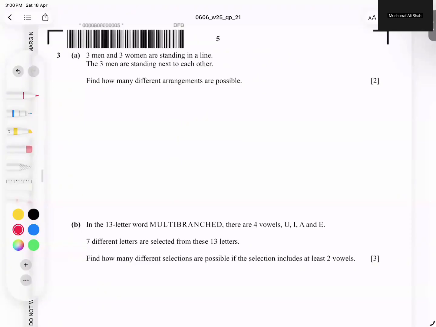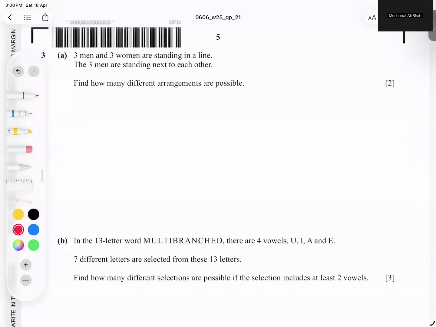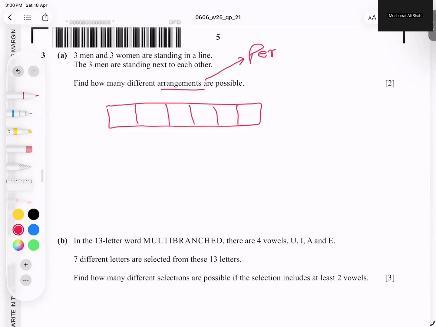Question number 3, students. The topic is permutation and combination. 3 men and 3 women are standing in a line, and the 3 men are standing next to each other. How many arrangements are there? Whenever the word arrangement comes, it is a topic of permutation. So I will use the box method. The box method is very effective. You can see 6 boxes here.